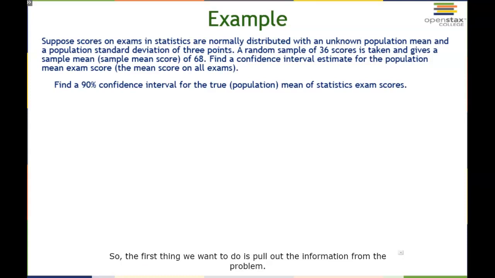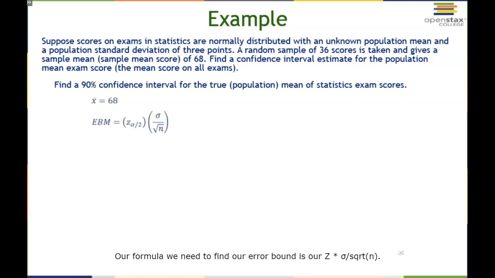So the first thing we want to do is pull out the information from the problem. X bar is the sample mean, and that sample mean is 68. The formula we need to find our error bound is z alpha over 2 times sigma over the square root of n. Now we're dealing with a 90% confidence, and therefore that correlates with a 1.645. Go back to the table and take a peek. 90% confidence is a 1.645.